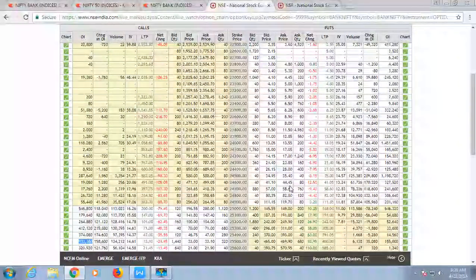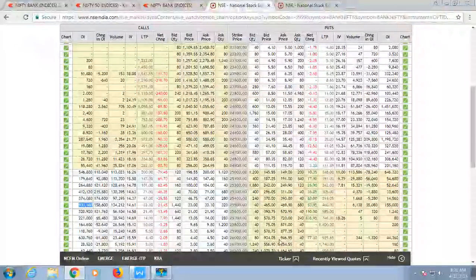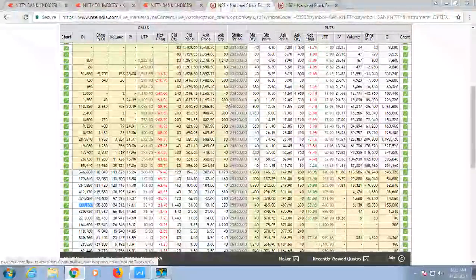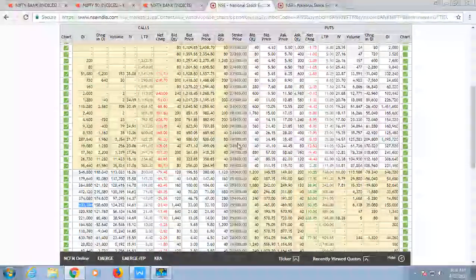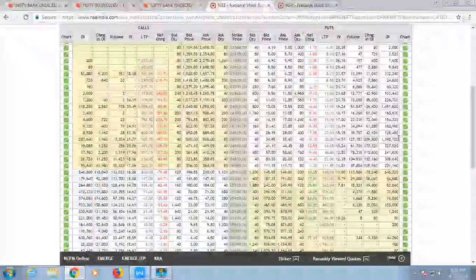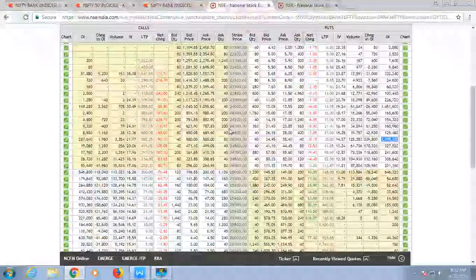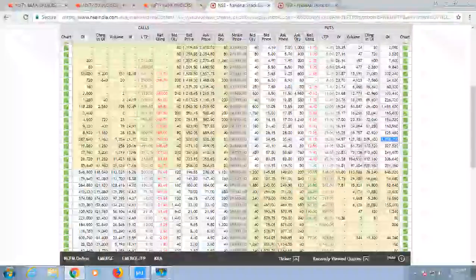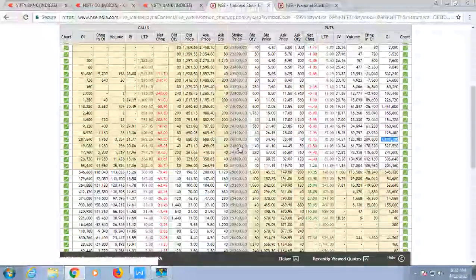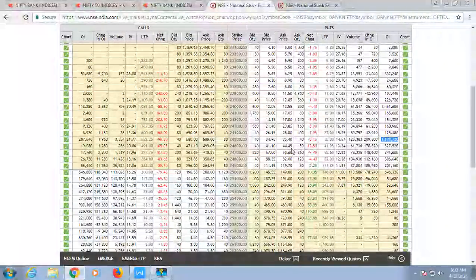Now if you check the options for the Bank Nifty here, you will find that 24,500 has the maximum open interest. So we can say if Bank Nifty falls, this can act as a support zone. 24,500 is going to be a support for the Bank Nifty if it falls.